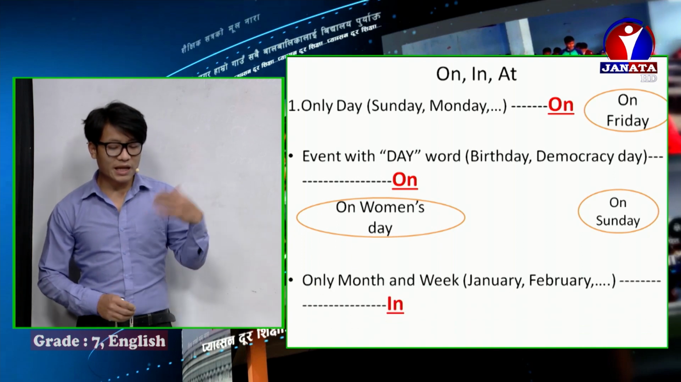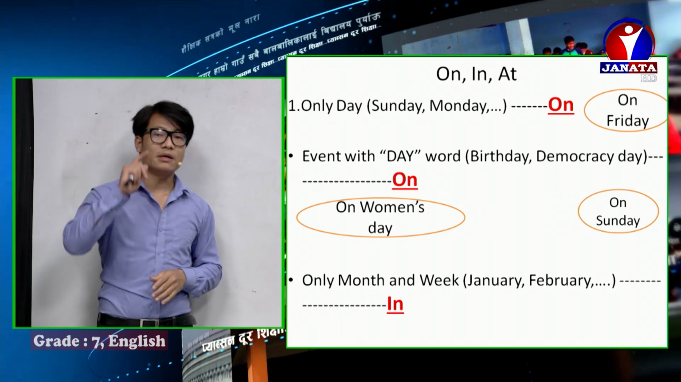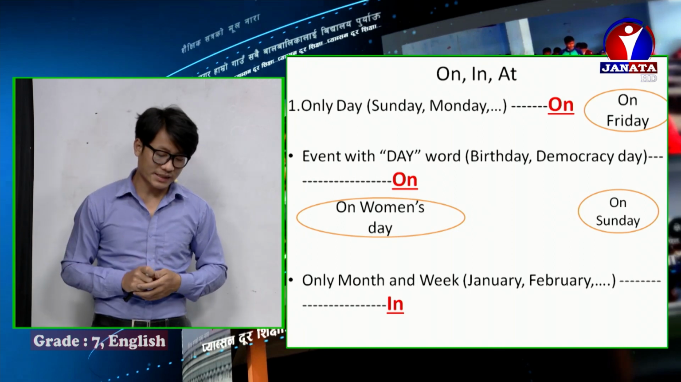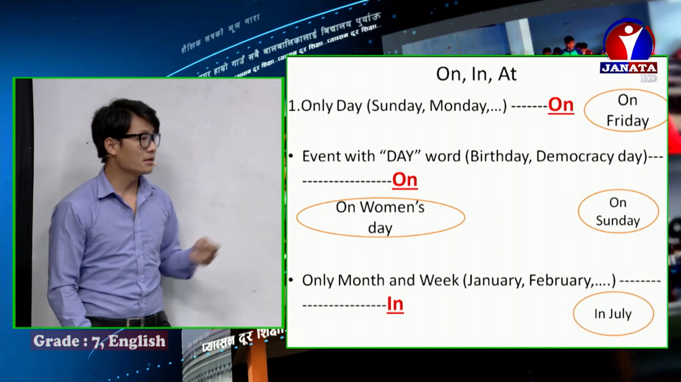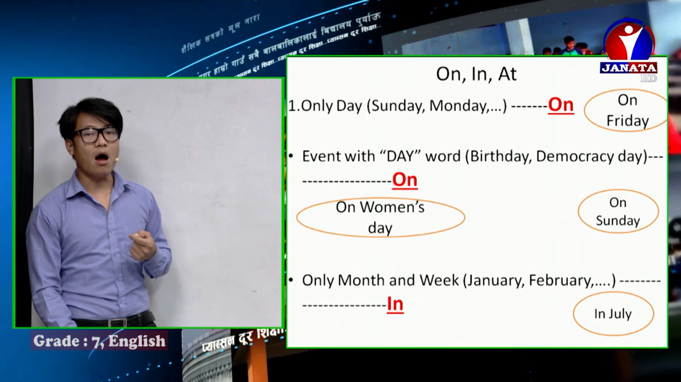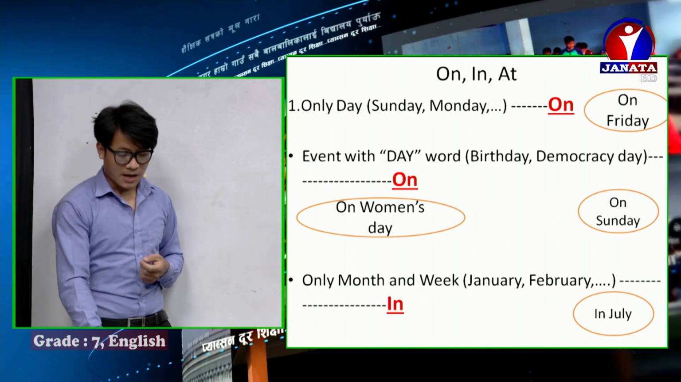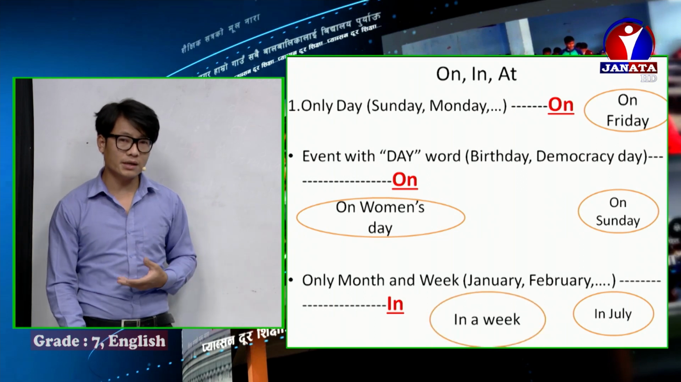Another is only a month or a week. There are 12 months. If there is only a month name, then we use the preposition "in". Example, you can see this side: in July, in August, in January, in February. Okay? And there is a week, like in a week, in 2 weeks, like this.